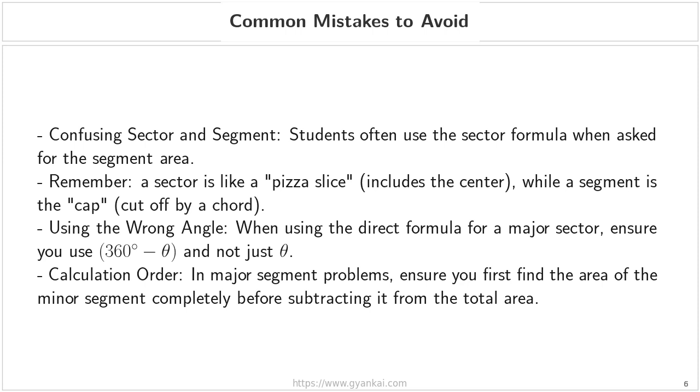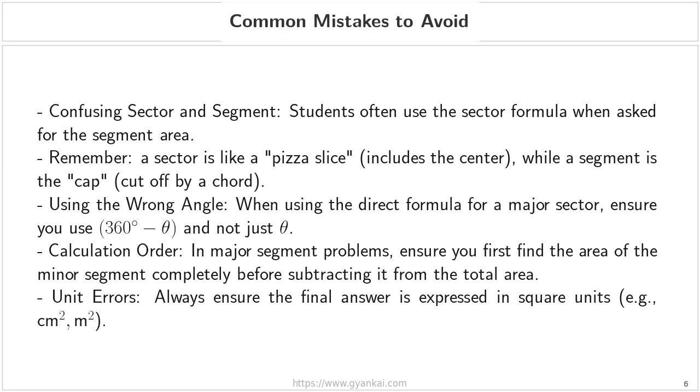Third, pay close attention to your calculation order, especially with major segments. As we saw in our step-by-step examples, finding a major segment is a multi-step process. You must first find the area of the minor segment completely, which involves finding the area of the minor sector and subtracting the area of the triangle, before you attempt to subtract that result from the total area of the circle. Don't rush this part. Finally, never forget your units. Since we are dealing with area, your final answer must always be expressed in square units, such as centimeters squared or meters squared.